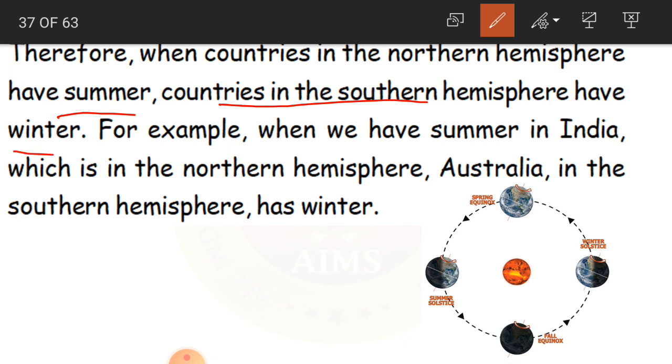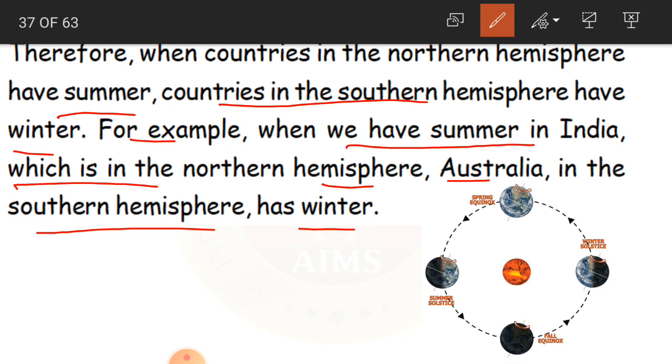winter. Okay, for example, when we have summer in India, which is in the northern hemisphere, Australia in the southern hemisphere has winter. So where is India? India is in the northern hemisphere, and Australia is in the southern hemisphere. So these are opposite direction countries. When it is summer in India, Australia will be having winter.